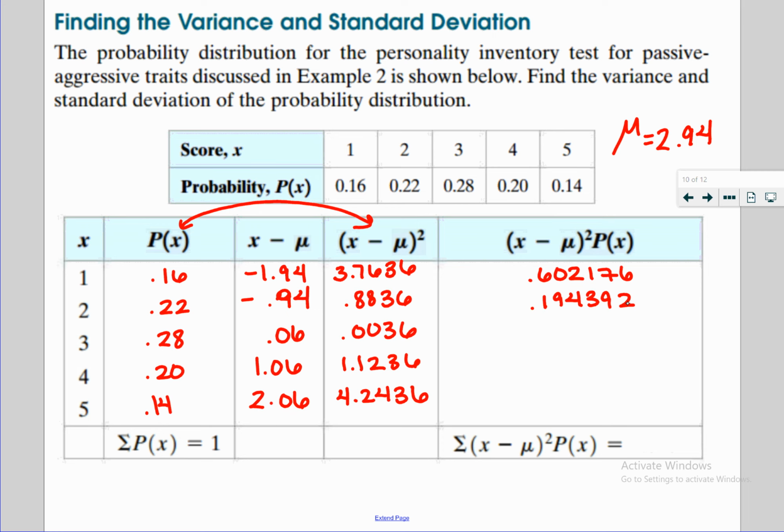0.28 times 0.0036, 0.001008. 0.2 times 1.1236, 0.22472. And 0.14 times 4.2436, 0.594104. And then we just add all of those up.